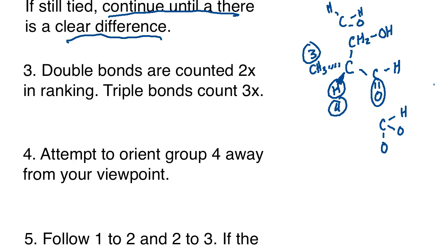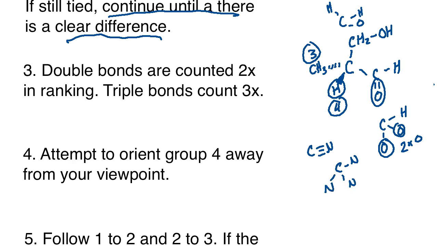Now this is certainly not the actual makeup of the bonds. This is a double bond. We don't have 2 individual oxygens here. But for the sake of ranking, we count this as 2 oxygens. And if I had a triple bond, like let's say I had a C triple bond N, a nitrile, then that would count as something that looks like this in its ranking. Okay?